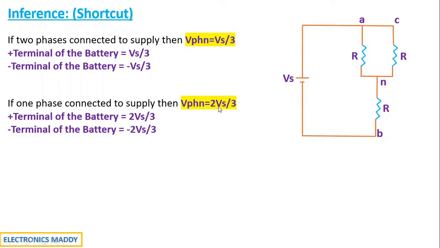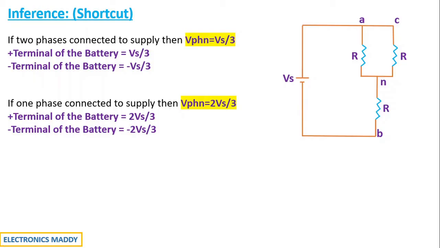Similarly, we have one more analysis, that is if one phase is connected to the supply, then we'll be getting the voltage as 2 Vs by 3. So in this case, we got VBN as 2 Vs by 3, isn't it? Basically minus 2 Vs by 3. So what does that mean? B is actually connected to the negative terminal of the battery, and that is why we wrote it as minus 2 Vs by 3. If it was connected to the positive terminal of the battery, then we would have written it as 2 Vs by 3. The polarity would have been positive. Make a note of this inference. This is very, very important.